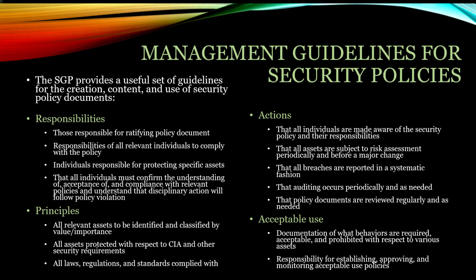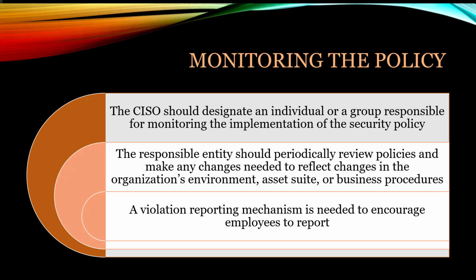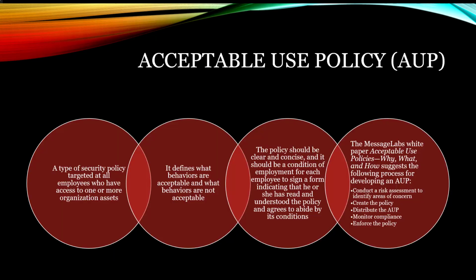So having the policies is only one step. The next step is actually enforcing it. And in order to enforce it, you need to be able to monitor it. So there needs to be controls in place for monitoring the policies and enforcement. The CISO should designate individuals or groups responsible for monitoring the implementation of these policies and reviewing them. You also have to correlate violations. That way, you can make sure that employees are doing what they're supposed to be doing.